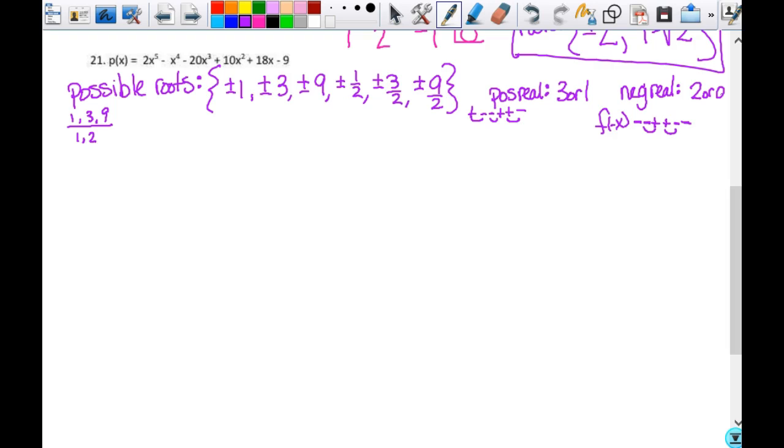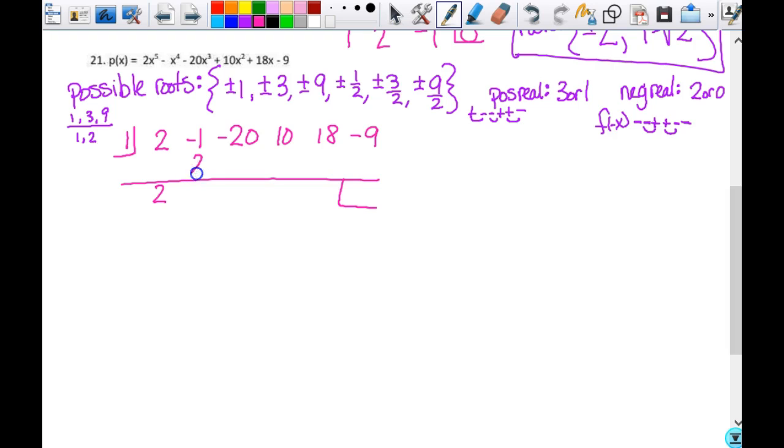Okay, so now I'm just going to start trying stuff. So I'll start with the positive 1. My coefficients here are 2, -1, -20, 10, 18, and -9. All this, where my remainder will go. So I get 2, 1, -19, -9, 9, and 0. Well, that's nice. I've got my original one right there. Now that means that that is one of my roots.